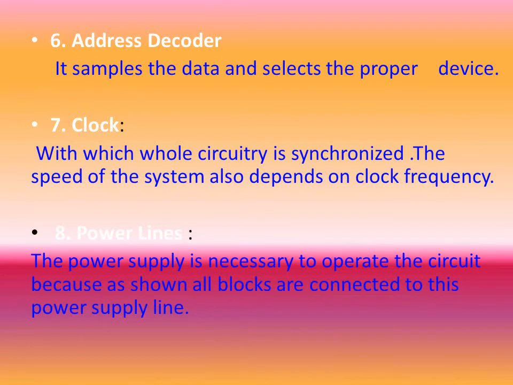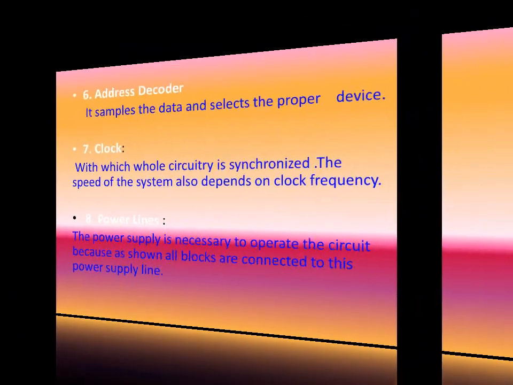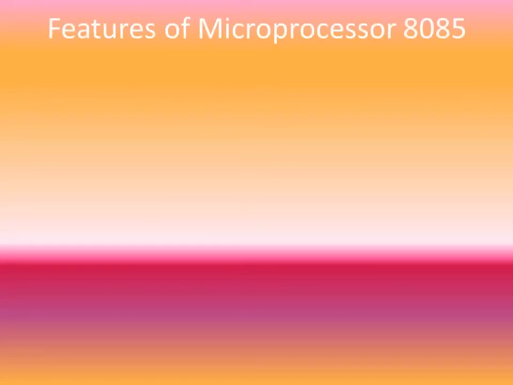Next part is your power lines. Power lines means it is a supply to the block diagram. And here power lines are necessary because all the blocks require power supply. That completes the block diagram of your microcomputer.